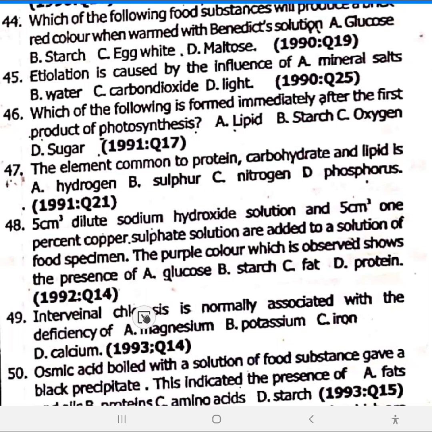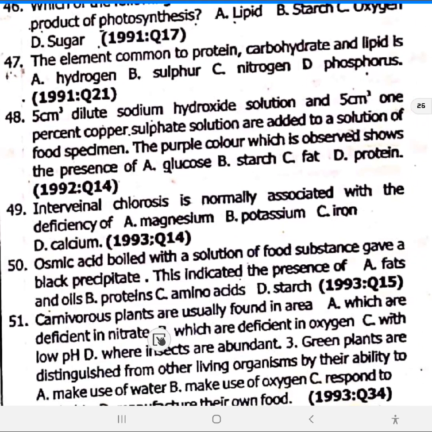49. Interveinal chlorosis is normally associated with the deficiency in, 49 is option A, magnesium. 50. Osmic acid boiled with a solution of food substance gives a black precipitate. Osmic acid is used to test for fat and oil. Option A. 50 is option A, fat and oil.